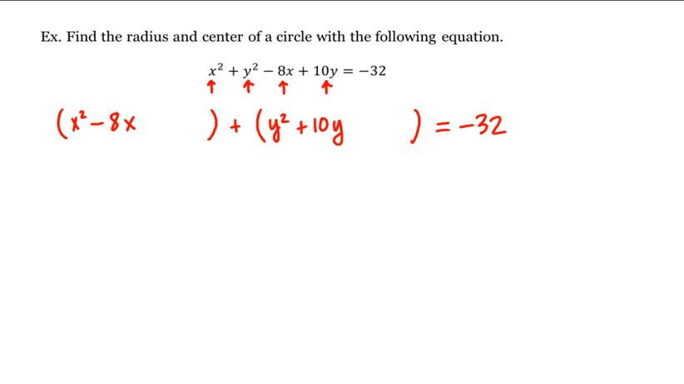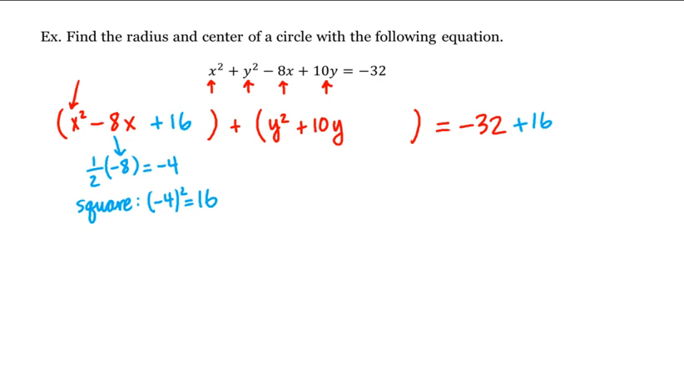All right, let's complete the square on these x terms. Now remember, the first step in completing the square is to make sure that the coefficient of the square term is 1, which it is here. And then what we do is we take 1/2 the coefficient of x, which in this case is -8, which gives us -4. And then we square this. So we have (-4) squared, which is equal to 16. And then we add that number to both sides of the equation. So we have plus 16 here and plus 16 here.